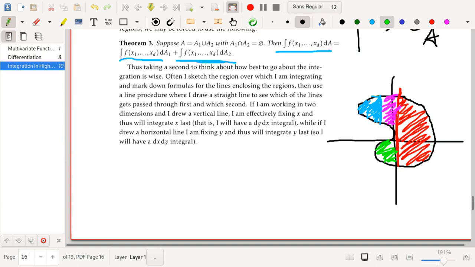I suppose what we could do instead is have a blue integral for this region, a red integral, and a green integral. That would also probably work. That would probably be fine.